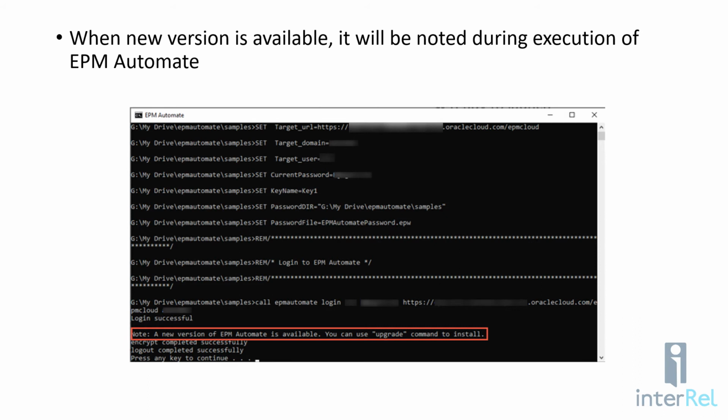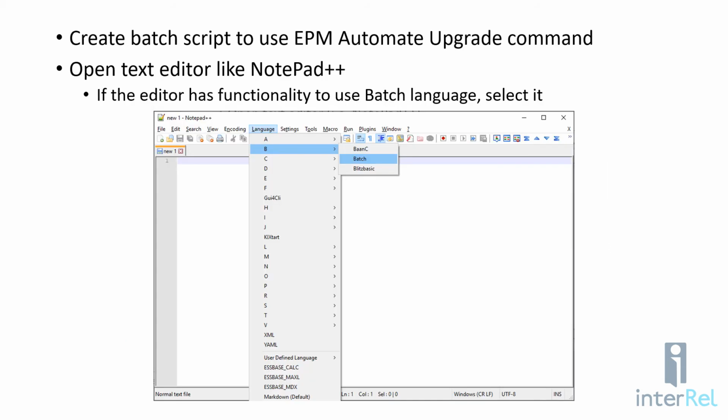Continuing on, remember when we ran the script for encrypting the password? There was a note that a new version of EPM Automate was available. So let's create a script with EPM Automate Upgrade command. Oracle makes available new versions of EPM Automate almost monthly, and it is recommended to use the most recent version. Like we did with our first script, open a text editor like Notepad++. If available, select batch language because it will be easier to read the coding.